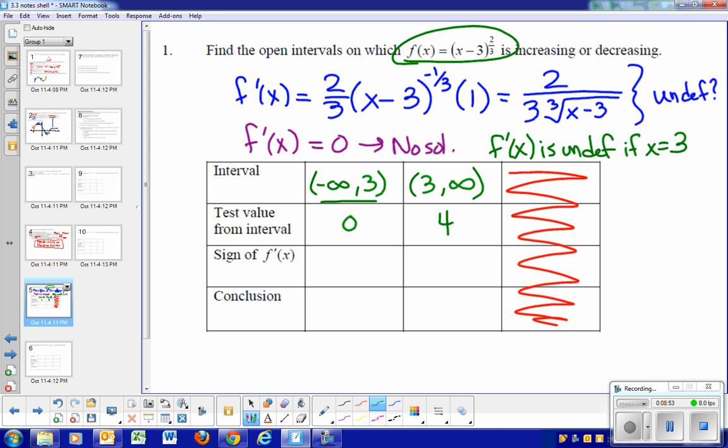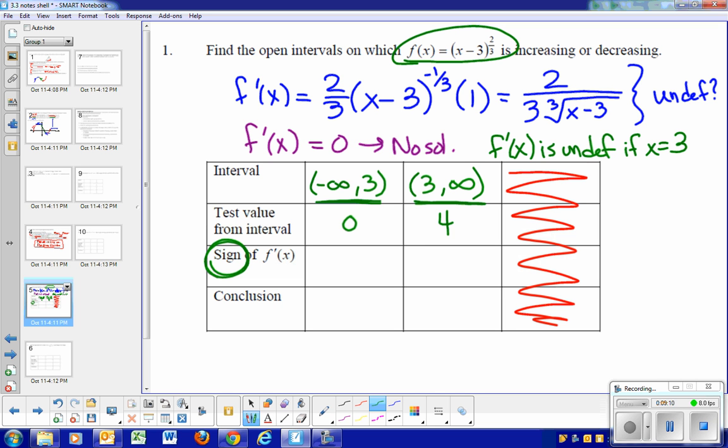0 is in between negative infinity and 3. 4 is between 3 and positive infinity. You can pick anything in the interval. Now notice in the next part of the chart, all I need is the sign of the derivative. I don't need the value. This will save you time. You don't need to get your calculator out.